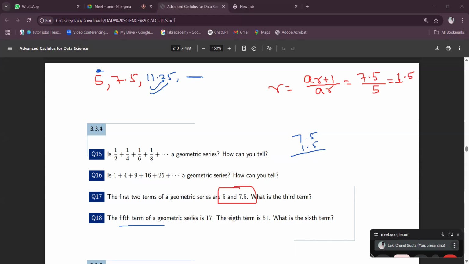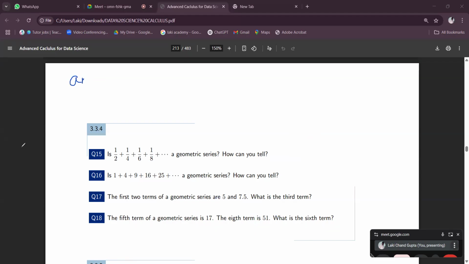The fifth term of a geometric series is 17. The eighth term is 51. What is the sixth term? You know the general term of a geometric series is ar^(n-1), right? So 17 is the fifth term, T5. Put n equal to 5, then you will get ar^4, and T5 is 17.